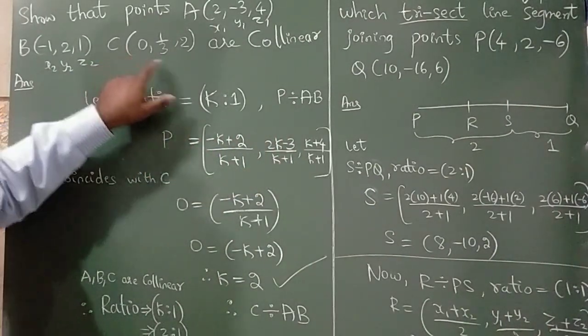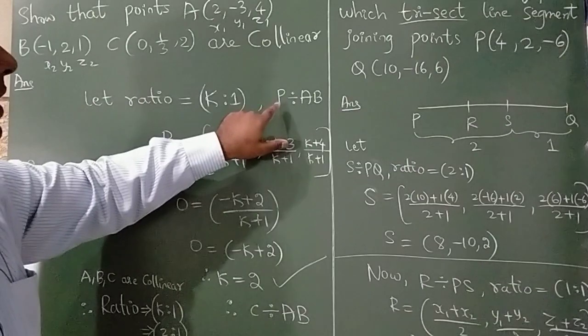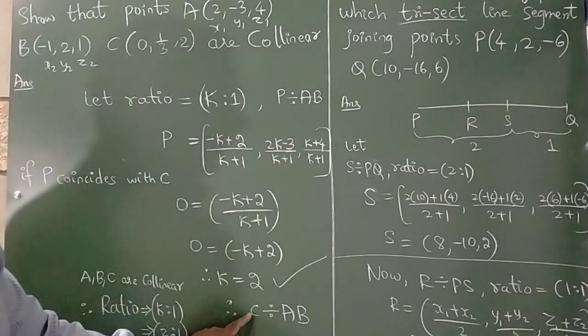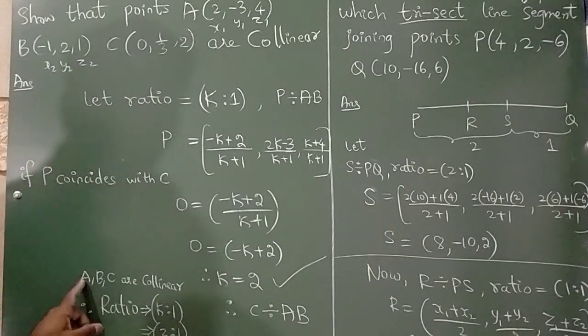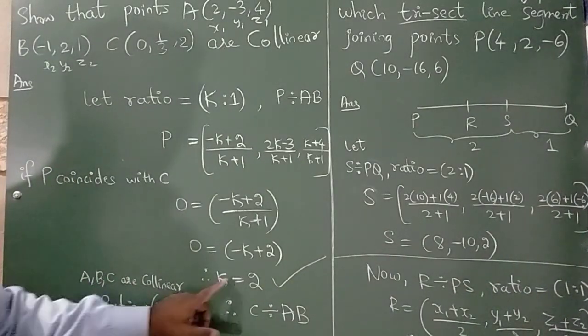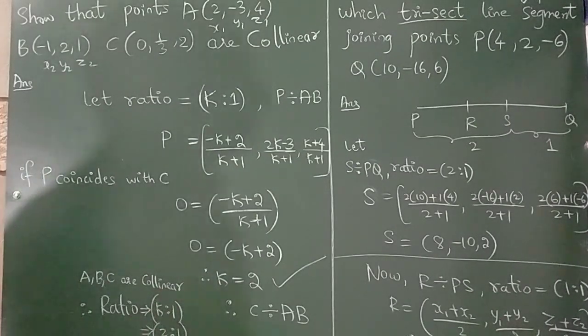What does this mean? This means that earlier we have considered P divides AB. Now we are going to confirm that C divides AB. So A, B, C are collinear, in the ratio 2 is to 1.